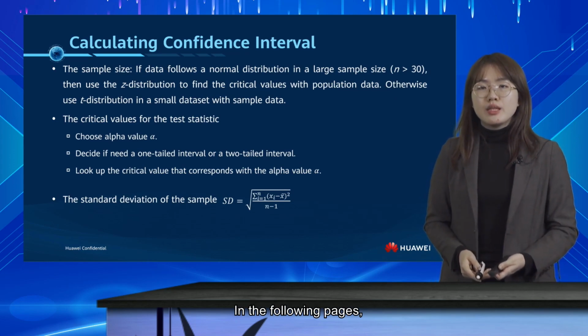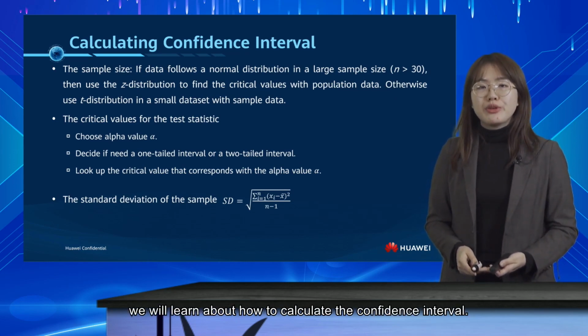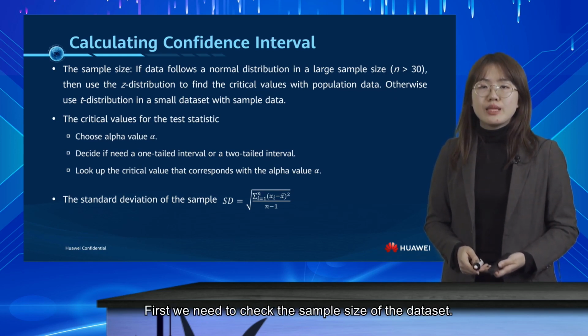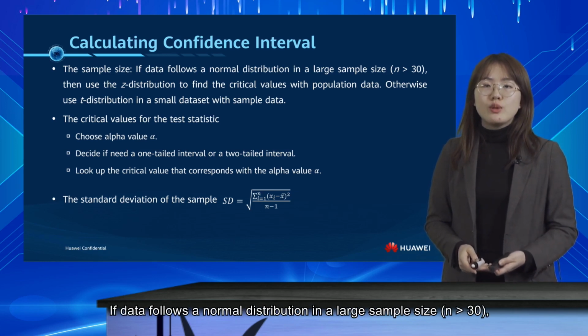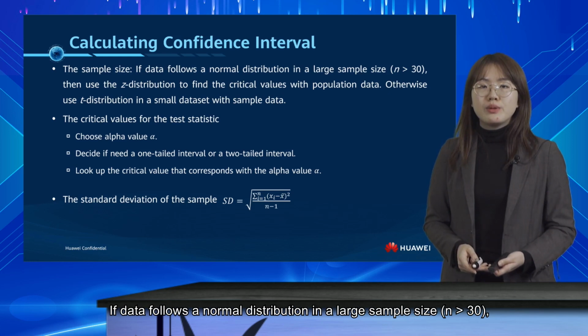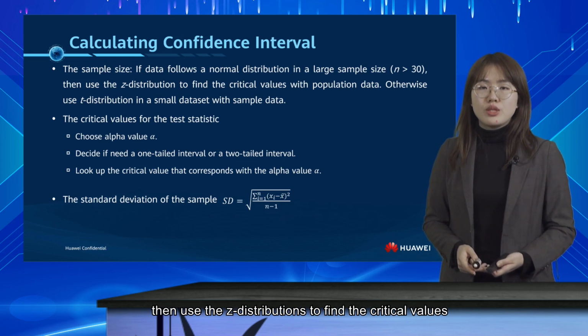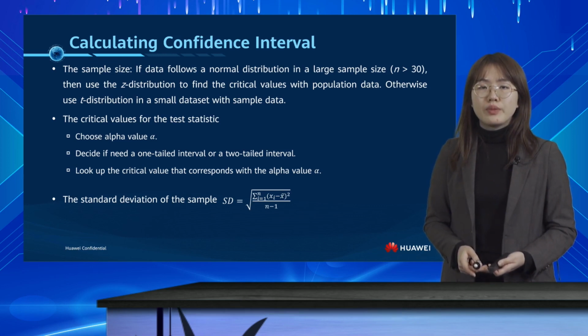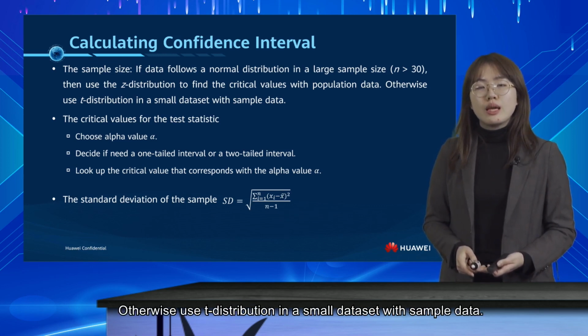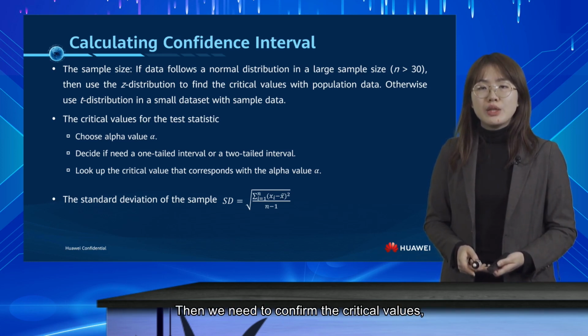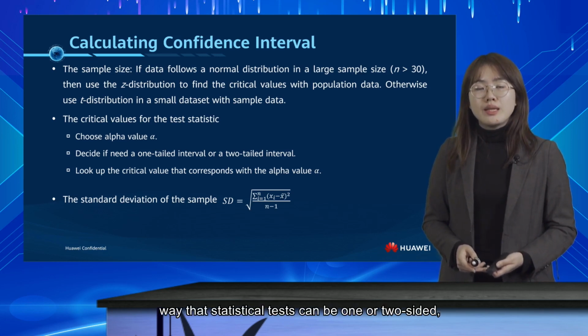In the following pages, we will learn how to calculate the confidence interval. First, we need to check the sample size of the dataset. If data follows a normal distribution with a large sample size, n greater than 30, then use the z distribution to find the critical values like the z-score, with population data. Otherwise, use the t distribution for a small dataset with sample data. Then we need to confirm the critical values like the z-score. It is the same as what we learned from the test statistics.